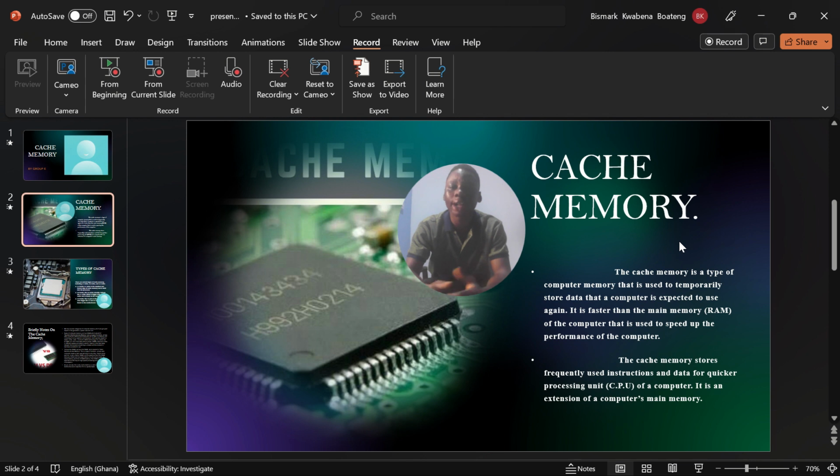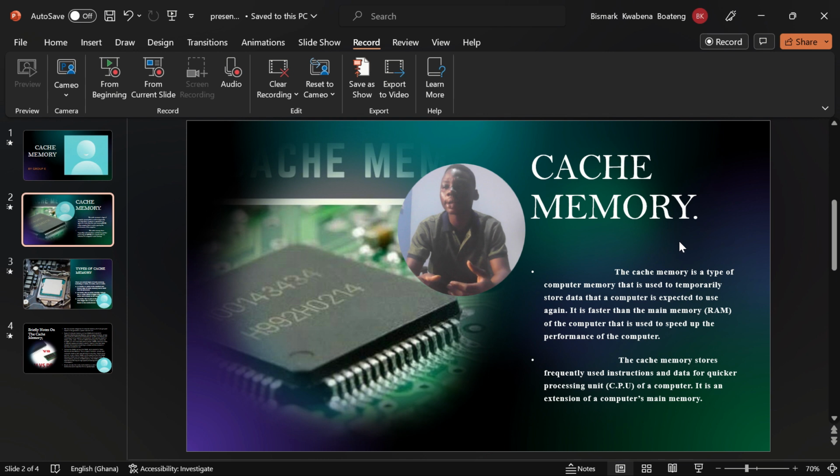So the cache memory is a volatile form of memory. Let's continue. As it says, the cache memory is a type of computer memory that is used to temporarily store data that the computer is expected to use again. It's like a user performing instructions on the computer. The cache memory traps all those instructions and data in one component. It stores them temporarily.